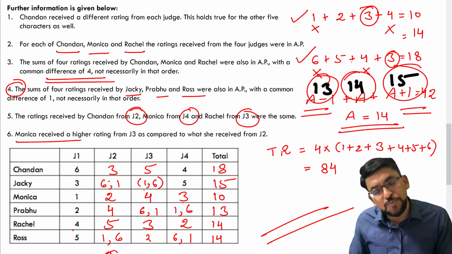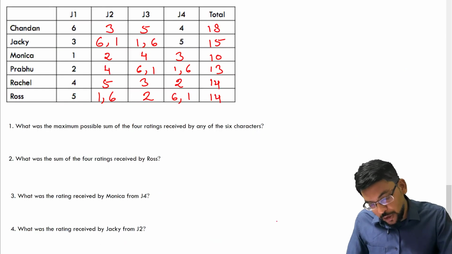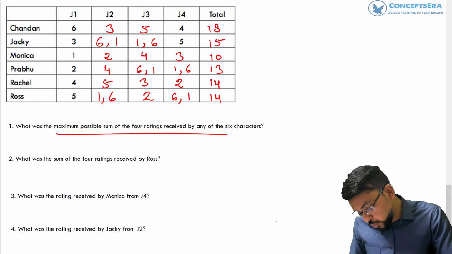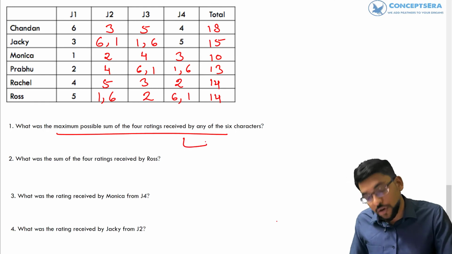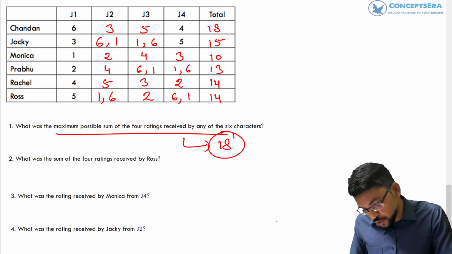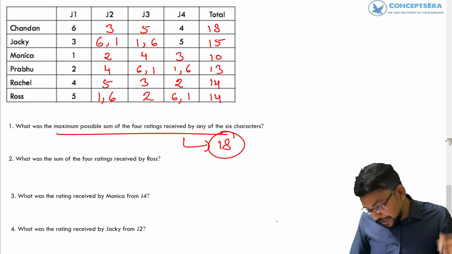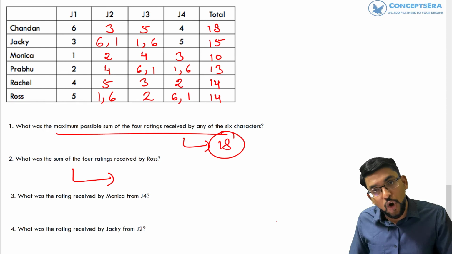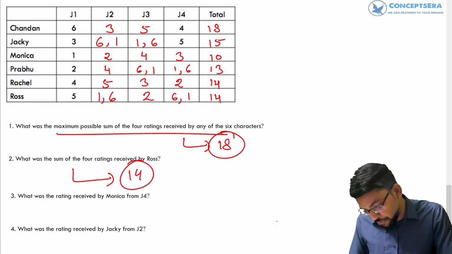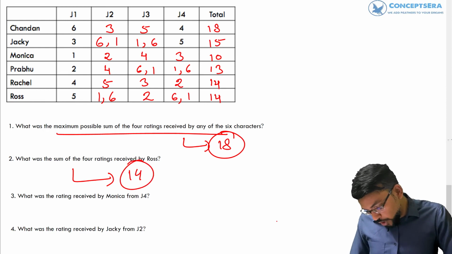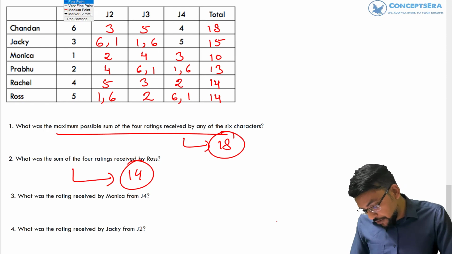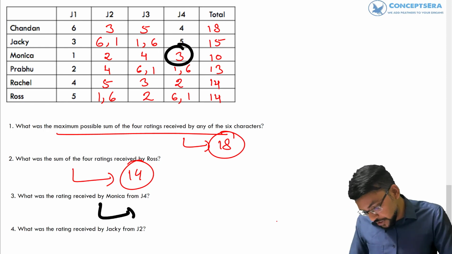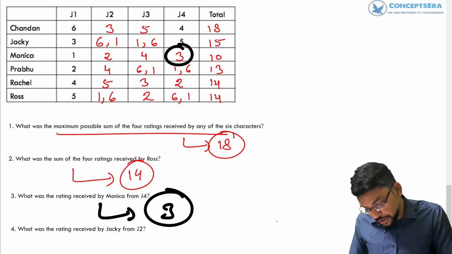Now when you are done with this particular table, let's move further and look at the questions here. Now if you see question number 1, what was the maximum possible score? We can say this number has to be 18. Similarly, they're asking what was the sum of 4 ratings received by Ross? We can say this has to be 14. What was the rating received by Monica from J4? We know it is given to us as 3. This has to be 3.